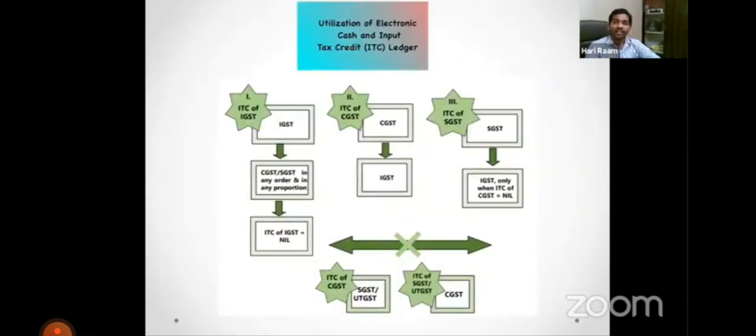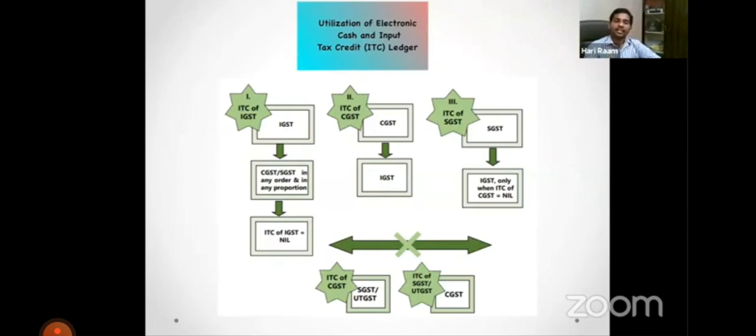Now, finally, how to utilize the electronic credit ledger. There are some provisions regarding this. IGST credit can be utilized for IGST and CGST or SGST in any order or in any proportion. Previously, a CGST, SGST order was there. Now it is not there. In any proportion, such IGST credit can be utilized.